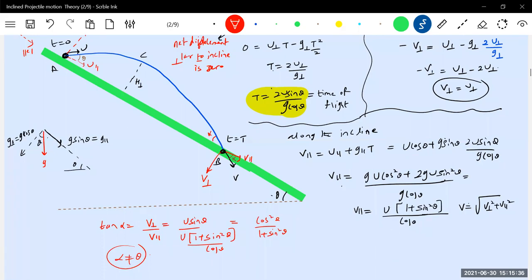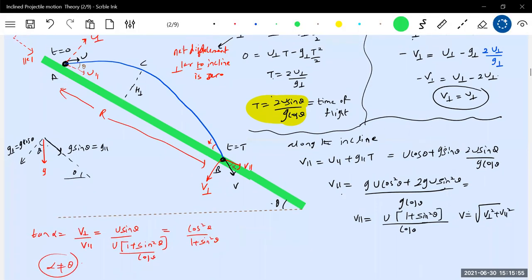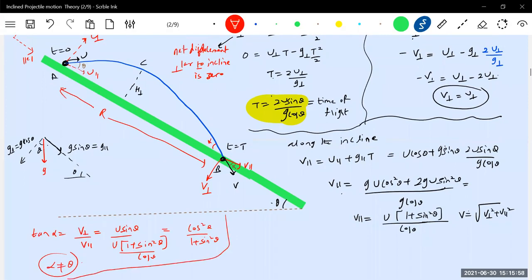So many things we have brought here. Afterwards, this is called the range along the incline. Can we calculate this range? Almost everything. Okay, now we'll go for the next part, the range. Now R is called the range. Now what should R be equal to?